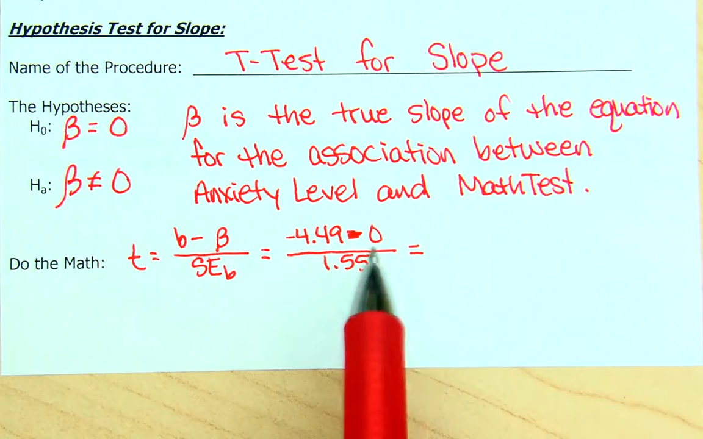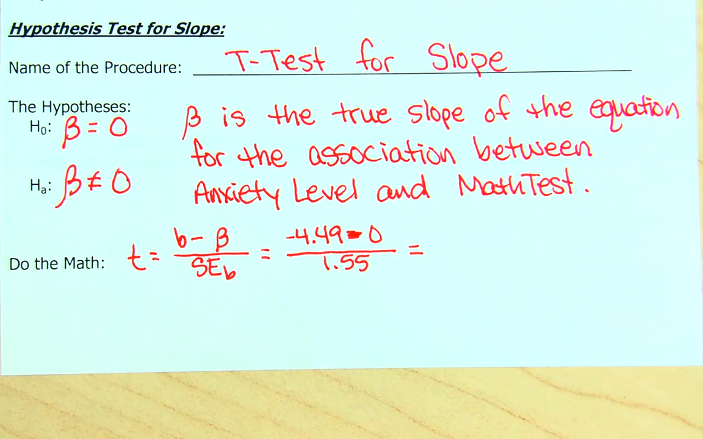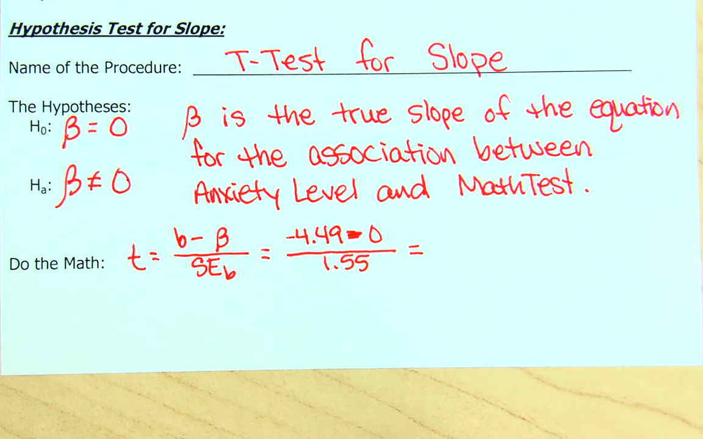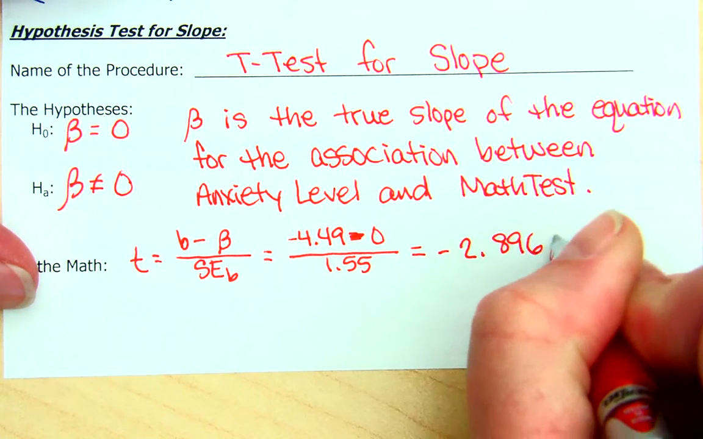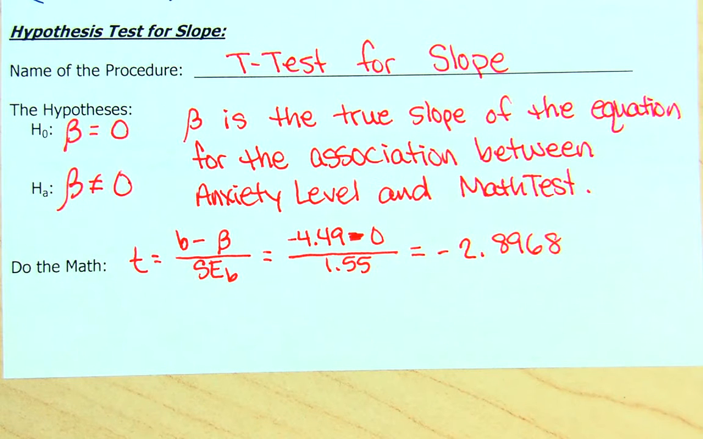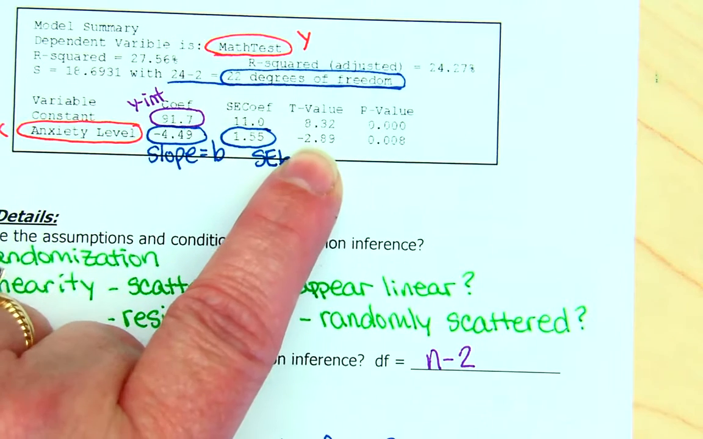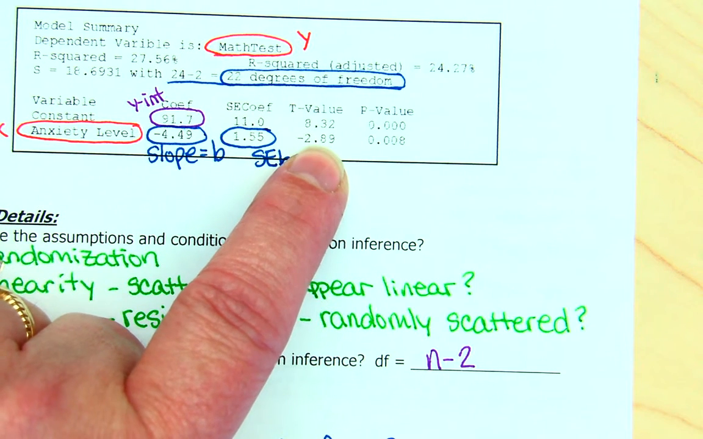Okay. So, here we're just basically doing this minus 0 over 1.55. So, you're just really dividing these two. So when I divide it, I get negative 2.8968. So if you compare this to the value that was up here, negative 2.89. So that's how they get this number, by doing the calculation we just did. Okay?